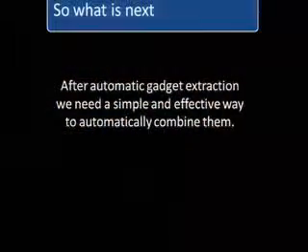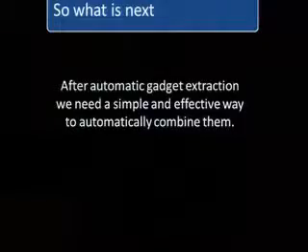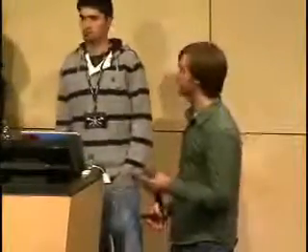Okay, what's next? Now that we have gadgets and we know the semantic information about them, and we know what to do exactly, we need a way to automatically combine them. And this is what Ralph is going to tell you about.